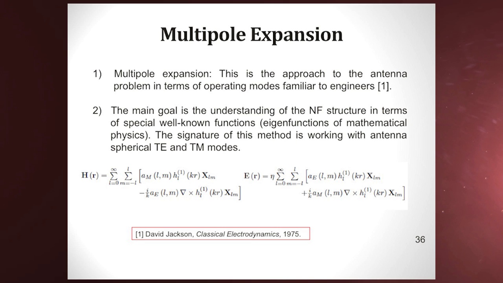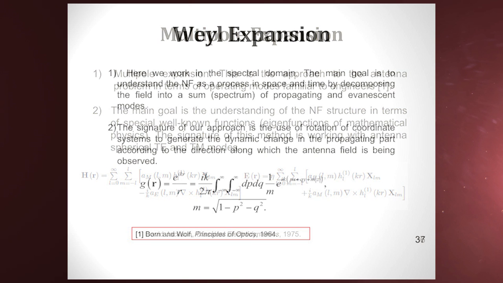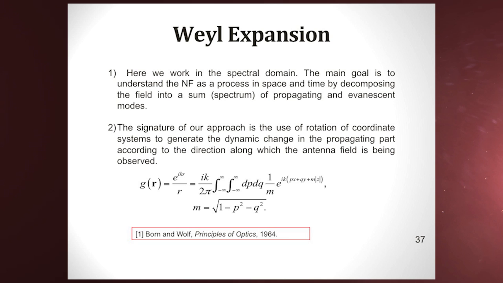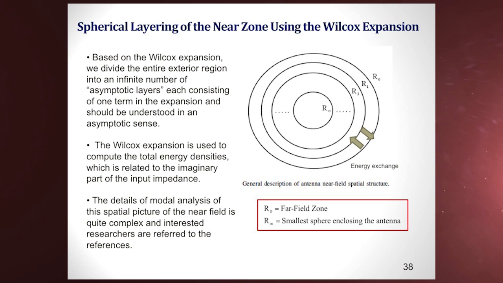Multipole expansion, which is basically an eigenfunction expansion, is in the classical book, Jackson's Classical Electrodynamics. That's more of an advanced book that graduate courses in electromagnetics use. Then the Weyl expansion is basically an integral form in the spectral domain, and these are the wave numbers and so on, the normal theory that you see. You can see that the antenna would be right in the middle there, and these are the regions around the antenna.